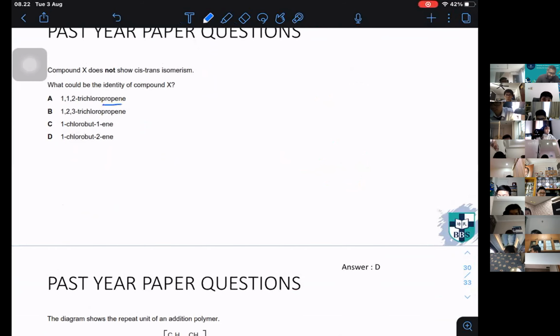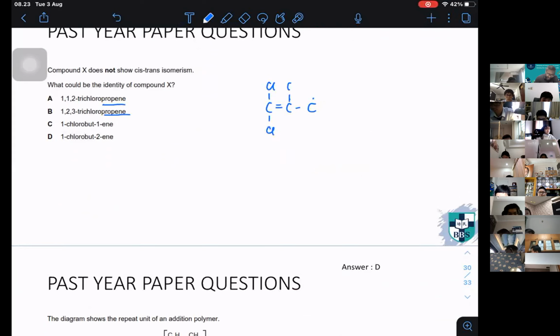When you do this, always follow the last one, propene. So a double bond; it doesn't matter where you put the double bond, it's still propene. And then this is 1, 2, 3. 1, 1, 2-trichloro. So Cl.